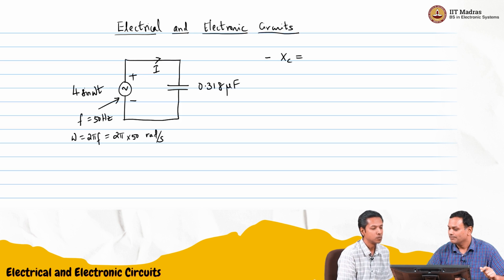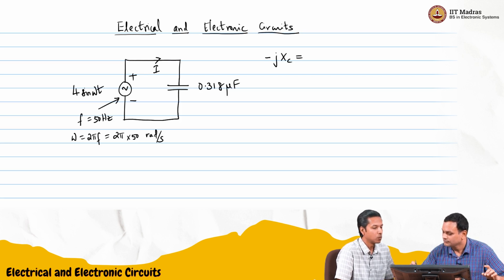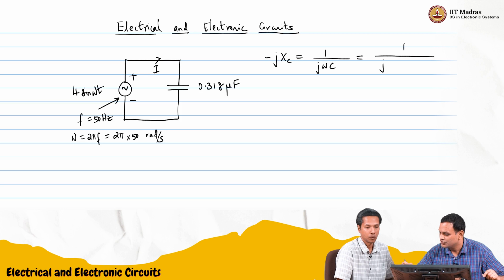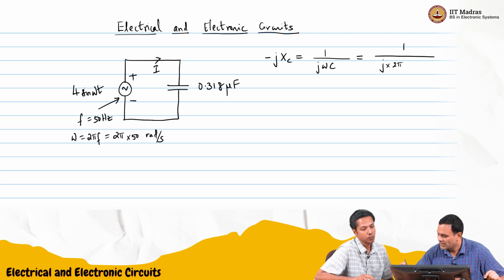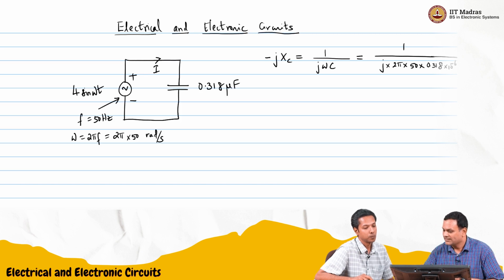So we said jXC is the impedance, where XC is the reactance. This is 1 over j omega C. In this case, 1 over j into 2 pi into 50 into the capacitance, which is 0.318 into 10 power minus 6. So this is our reactance. 1 over j is minus j.